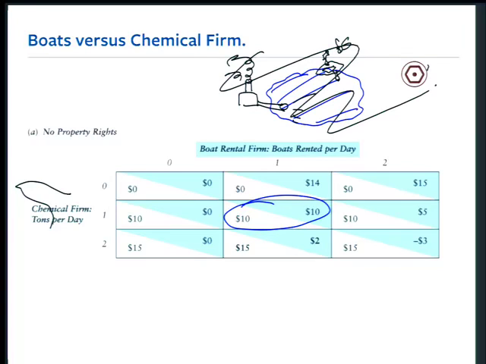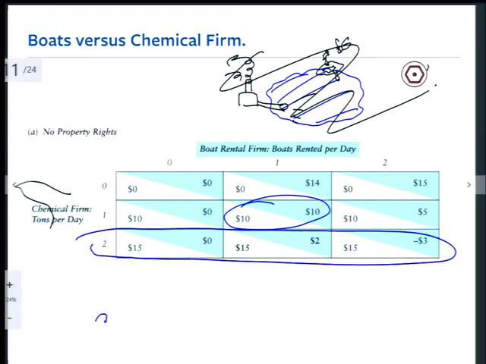So the chemical firm is just looking at its profits, and it's trying to figure out where it makes the highest profit. So if it produces 0 units, independent of what the rental firm does, it gets $0 in profit because it's not selling anything. If it produces 1 unit, independent of what the boat rental company does, it gets 10, 10, 10. So it's better off producing 1 unit than 0 units, independent of what the boat company does. Even better, if it produces 2 units, it gets $15 in profit. So what we're saying here is that it's optimal for the chemical firm to produce 2 units of pollution because its profits are highest in that 2-unit setting, regardless of what the boat rental company does. Okay? So the chemical firm is going to produce 2 units.